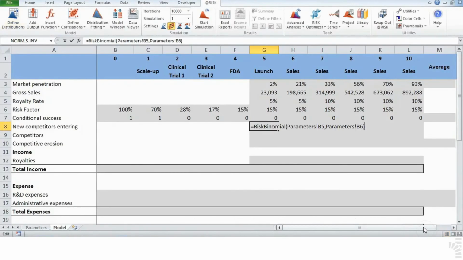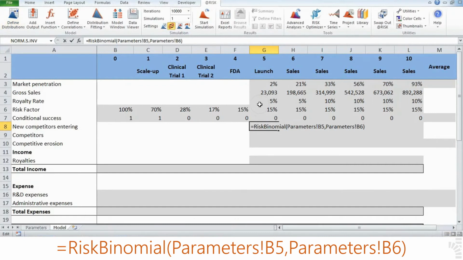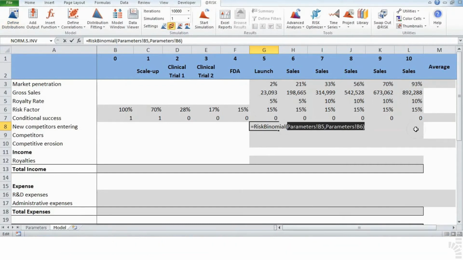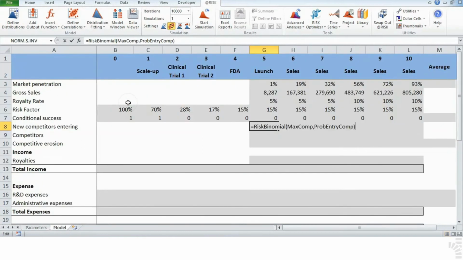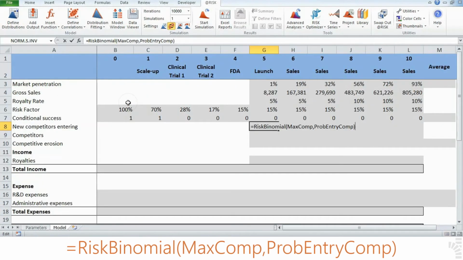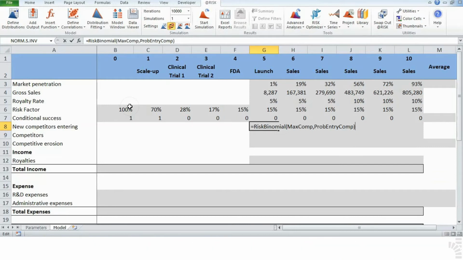Cell G8 looks like this: equals risk binomial, parameters B5, parameters B6. You could edit this cell, since both parameters B5 and B6 have been previously named as max comp and prob entry comp. After editing, the cell would look like this: equals risk binomial, max comp, prob entry comp.